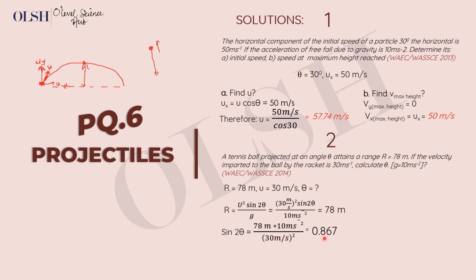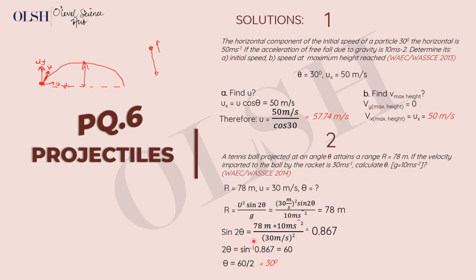So what we have is sine 2 theta is equal to 0.867. So we make 2 theta the subject of the formula. We're going to be finding arc sine 0.867, which if we do, we're going to have 60. So we have 2 theta equal to 60. We can make theta the subject of the formula, and we're going to have 60 divided by 2, which is 30 degrees. So that's theta.